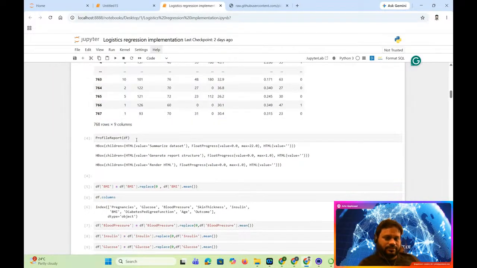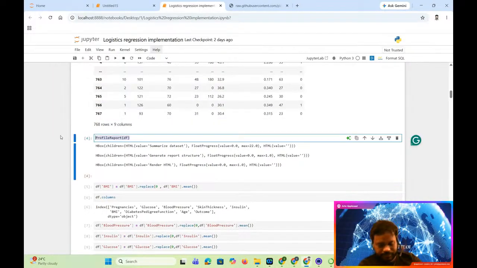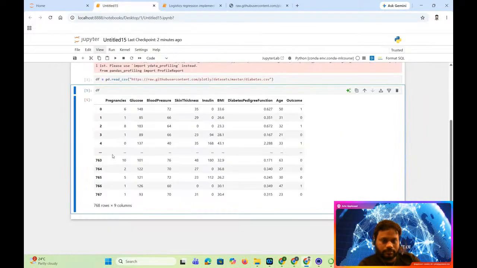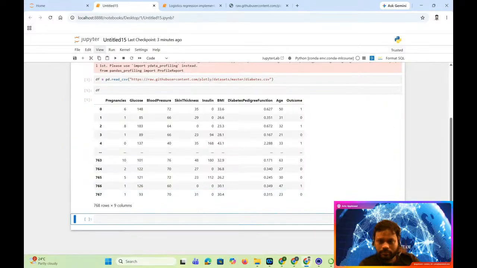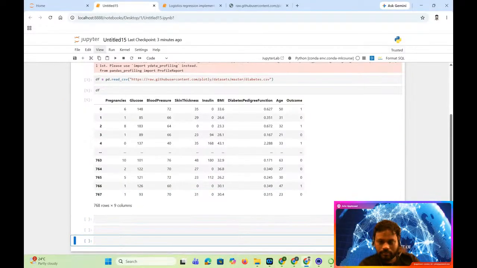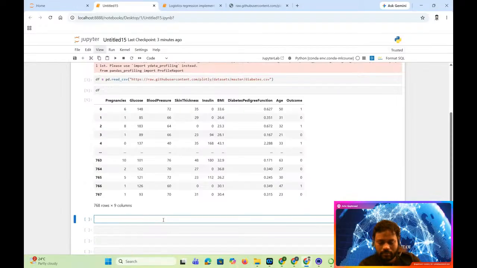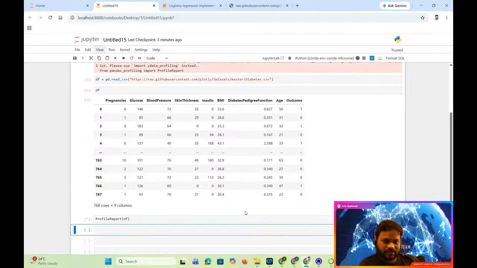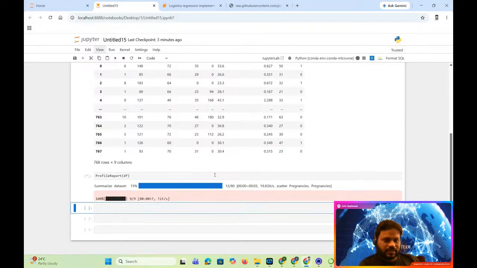Next is the profile report. Profile report of the df. It is opening. That's the beauty of pandas profiling. Okay, that is running.